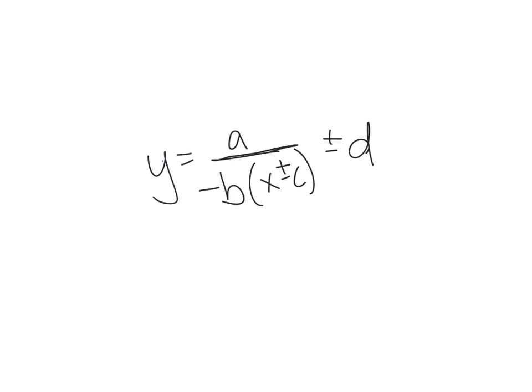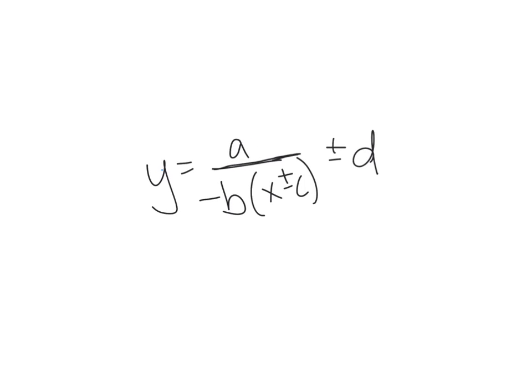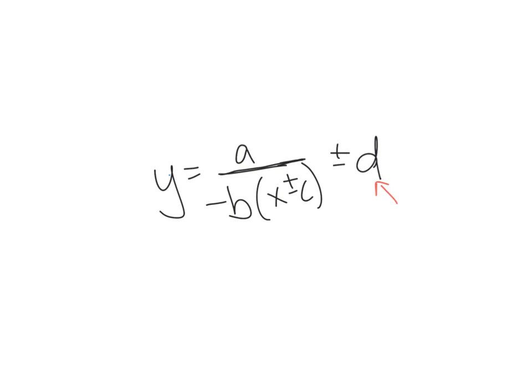We're going to start with the easy ones, which is on the outside. So what happens when I'm adding or subtracting on the outside? Well, if I'm adding on the outside, I'm going to be moving my graph up. If I'm subtracting on the outside, I'm going to be moving my graph down.